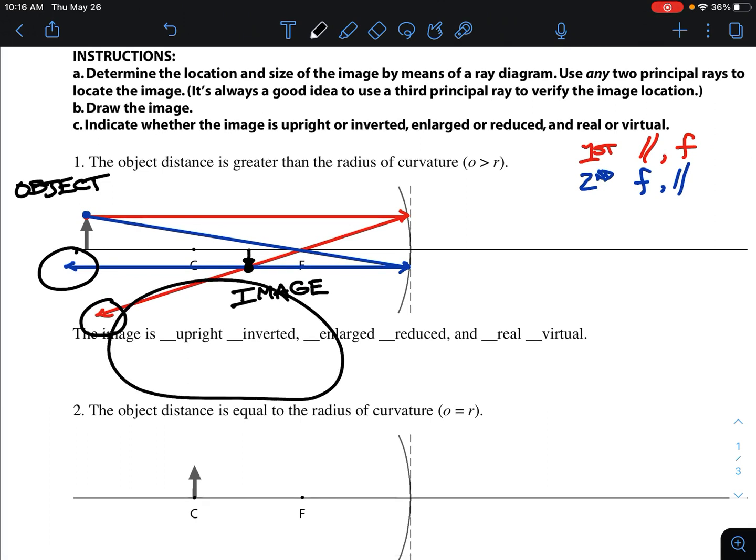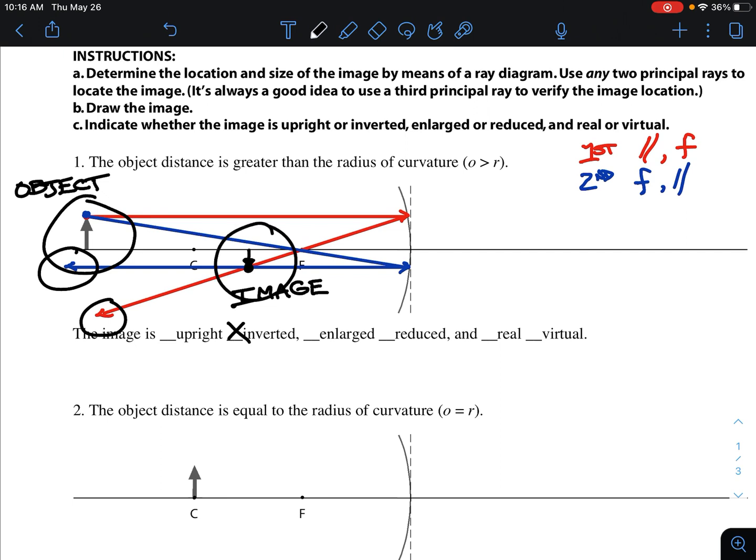All right, so filling in the blanks beneath, is the image upright or inverted? Well, it's inverted because inverted means upside down. Is it enlarged or reduced? Well, when we say that, we're comparing it to the object and mainly the height. So you can see that the height of the image is a little smaller than the height of this object, so it is reduced. And the last question, is it real or virtual?